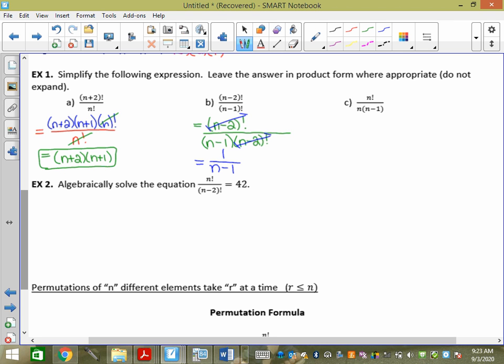For C, it doesn't matter which one is bigger. It matters which one has a factorial symbol, which is the top one, right? So it has n factorial. So I can only expand that one. We agree? So the bottom will stay, n minus 1. And the top is going to be n, 1 less, n minus 1.